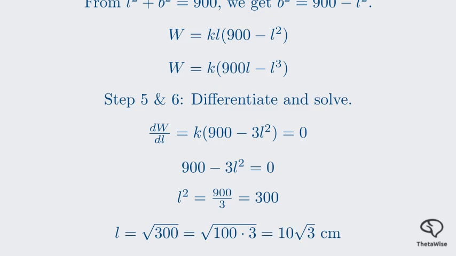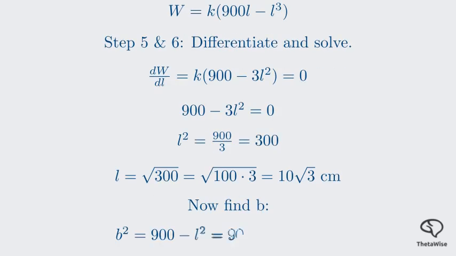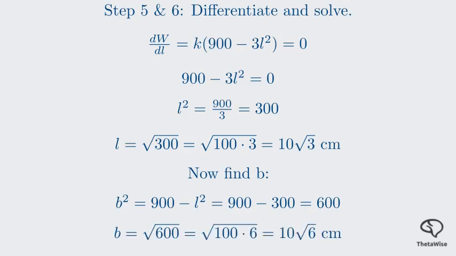Remember, length must be positive. Next, we find the width b using our constraint. B squared is 900 minus 300, which is 600. So b is the square root of 600, or 10 times the square root of 6 centimeters.